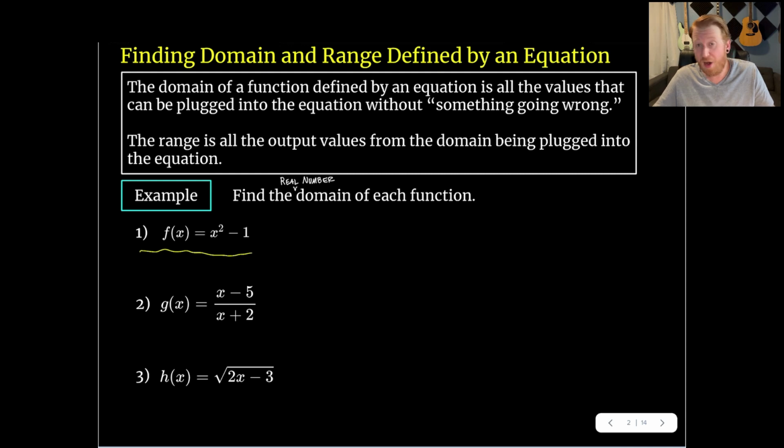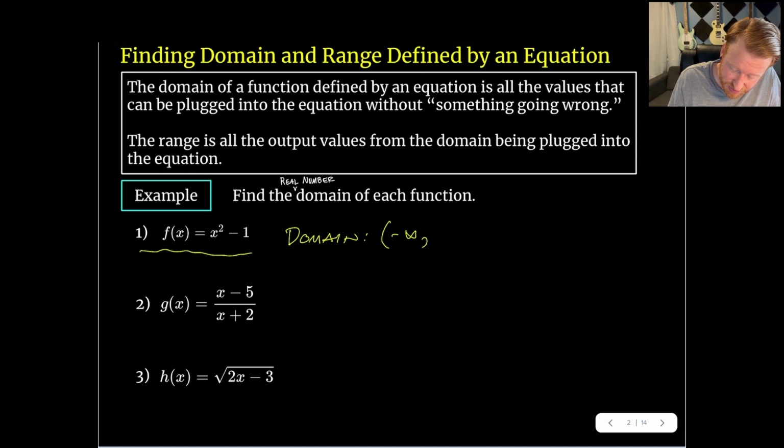This is a very all-inclusive function. It's letting everybody come to the party. So the domain in this case is all real numbers, and we can represent that in interval notation by saying that's going from negative infinity to positive infinity. And we'll use, of course, the parentheses on the endpoints here, because infinity isn't a number, it's just a direction that we can walk. We can walk in the negative direction forever or the positive direction forever.